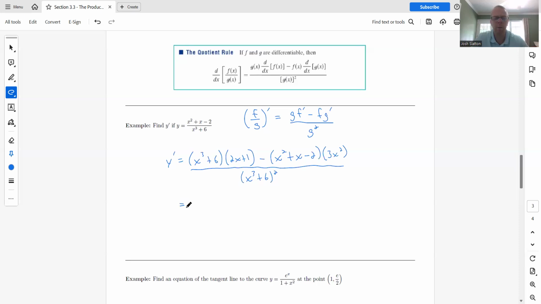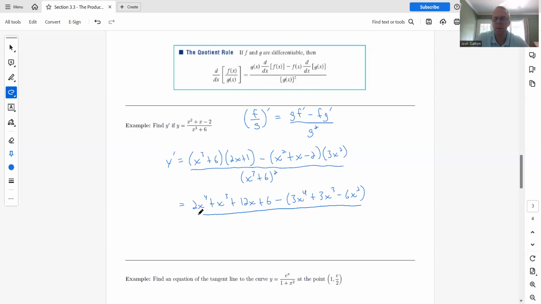And so now it's just a matter of simplifying this numerator, which is a little bit complex. So let's FOIL out these two. So we get 2x to the fourth plus x cubed plus 12x plus 6. And then we'll distribute the 3x squared. So you have 3x to the fourth plus 3x cubed minus 6x squared.